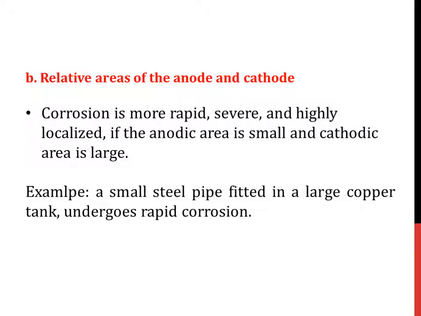So you can take the example of a small steel pipe fitted in a larger copper tank that undergoes rapid corrosion. So which part of the metal will undergo corrosion here? The steel pipe will undergo rapid corrosion. Here the steel part will act as anode, whereas the copper acts as cathode. So smaller is the anodic area, a small steel pipe is attached, as I mentioned. So this is an example of how the relative areas of anode and cathode influence the rate of corrosion.